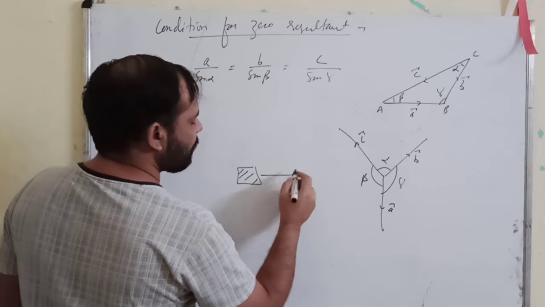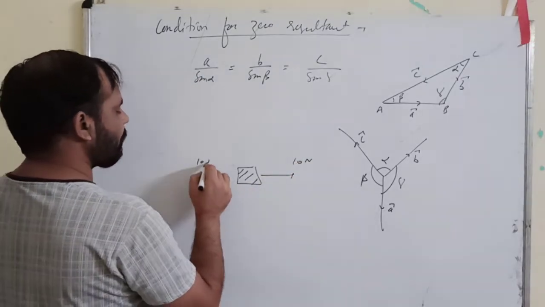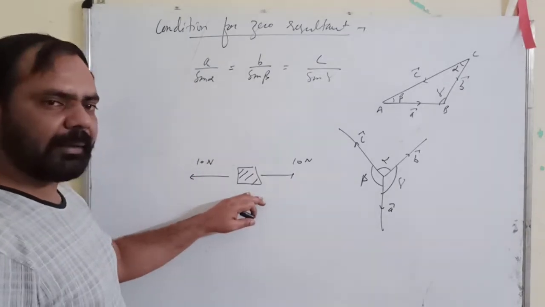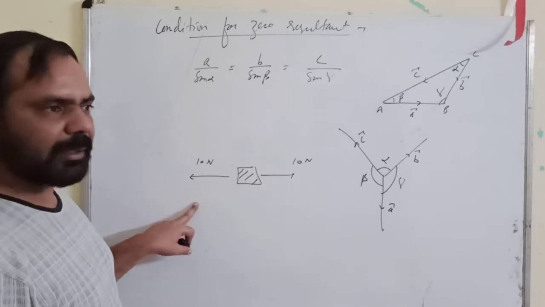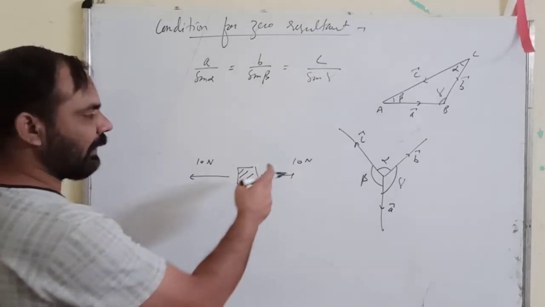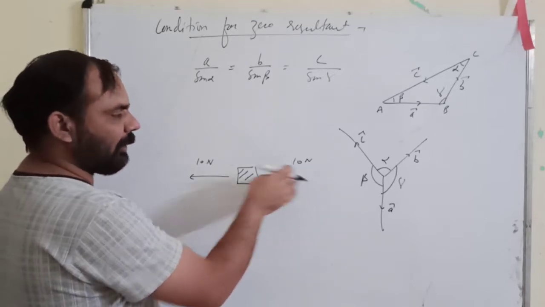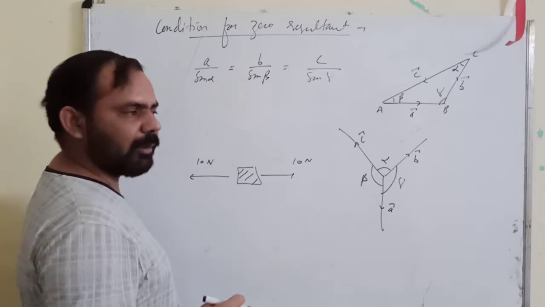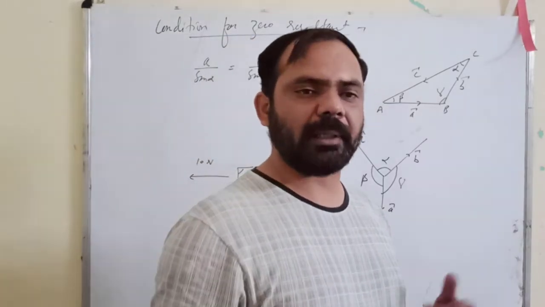Suppose one person pulls this box in this direction with 10 Newton and another person pulls in the opposite direction with 10 Newton again. The box will not move in either direction because the vectors are balancing each other, which means the resultant of both vectors is zero. How do you find the resultant when they are opposite in direction? By subtraction. So what is your resultant? Zero. The box will not move at all. Such a condition, when the resultant becomes zero, is called equilibrium.